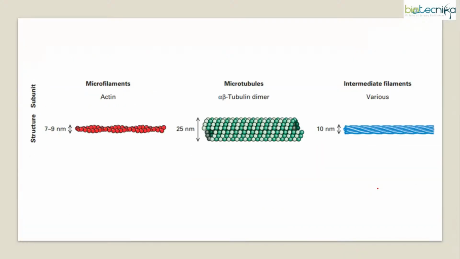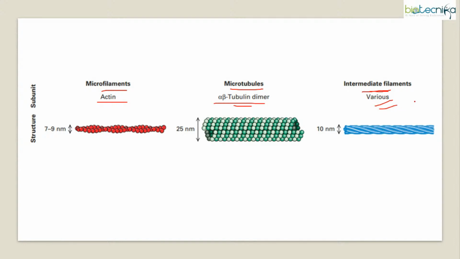Now, as I told you, we have got three major cytoskeletal proteins. Microfilaments are made up of actin monomers. Microtubules are made up of alpha beta tubulin dimer. And intermediate filaments, depending upon the location, have different proteins involved.